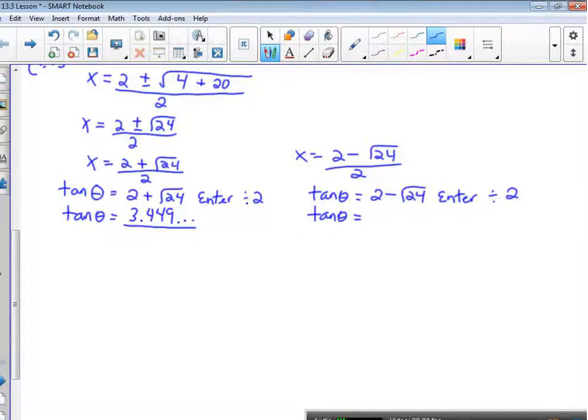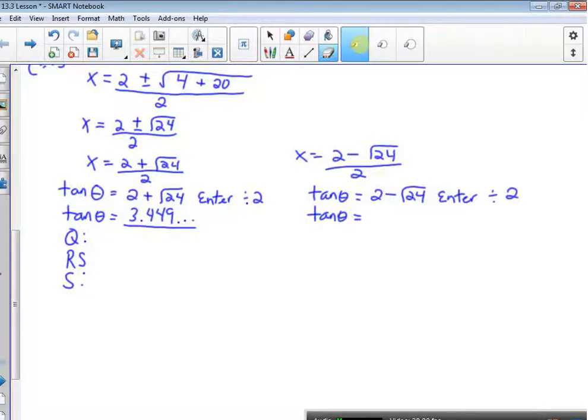3.449, dot, dot, dot. So to solve this, I need to look at Q, R, S, and I'm in quadrants 1 and 3. Again, how do I get the quadrant? I'm looking at the sign in front of the 3.449. It's positive. Where is tan positive? Quadrants 1 and 3. To get the reference angle, I have to go back to the calculator.